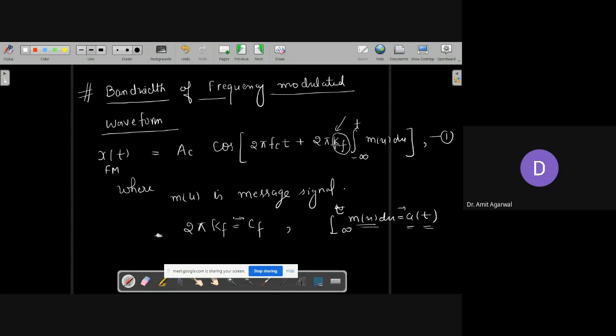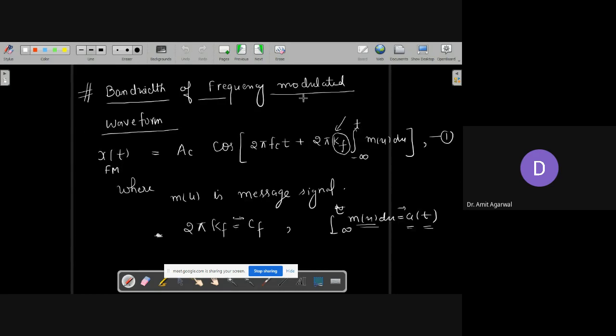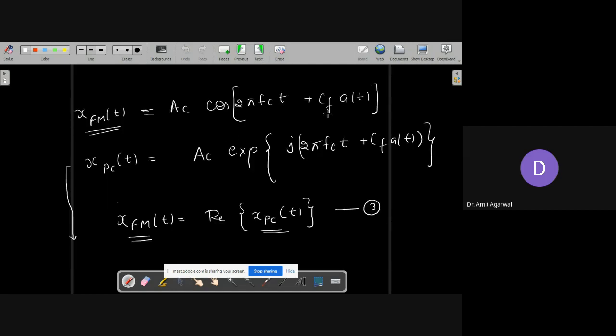If we represent 2 pi kf with cf, and the integral of the message signal with a(t), then our frequency modulated signal becomes Ac cos(2 pi fc t plus cf a(t)). We have just replaced 2 pi kf with cf and the integral of the message signal with a(t).